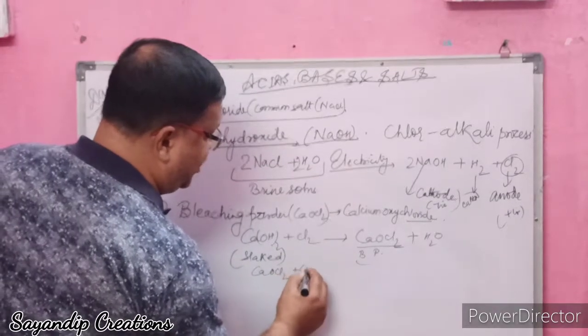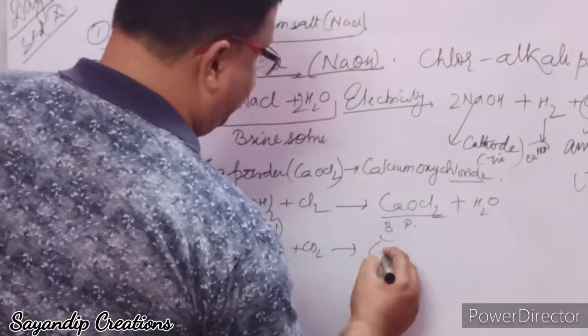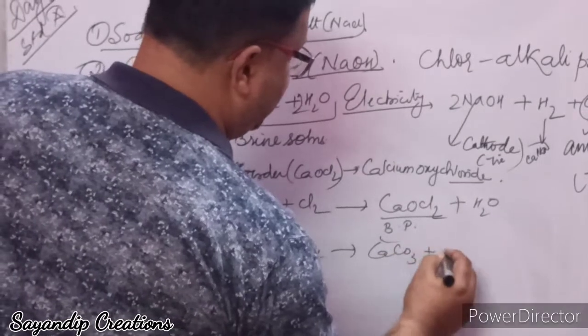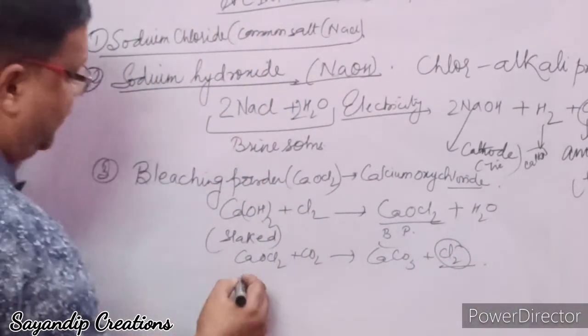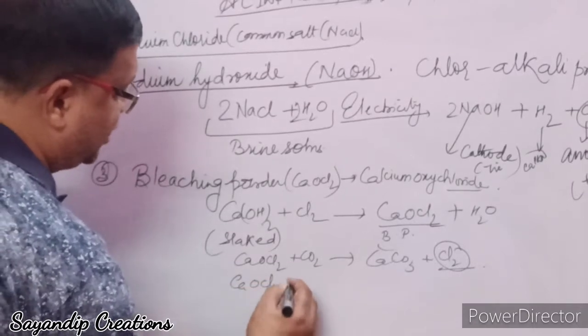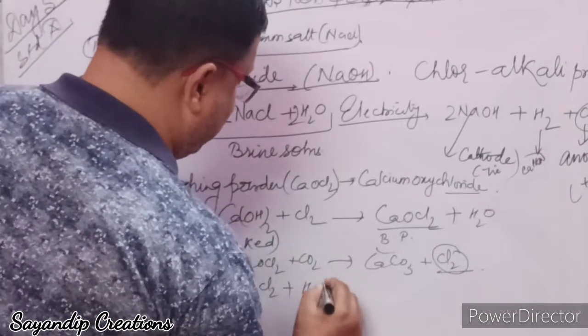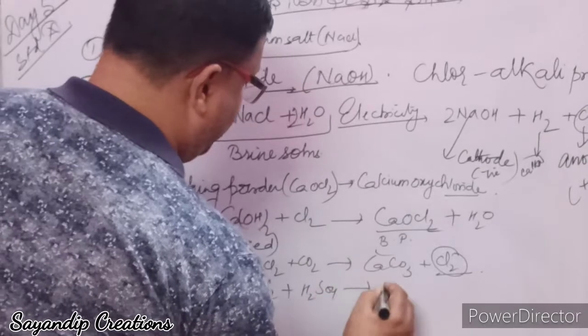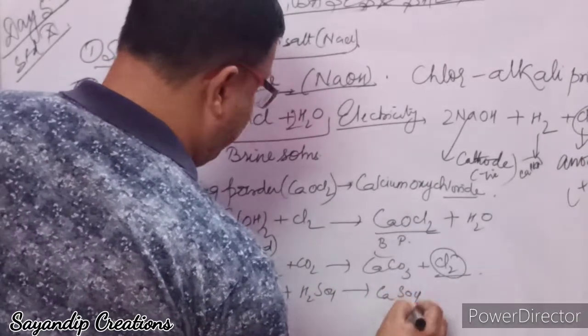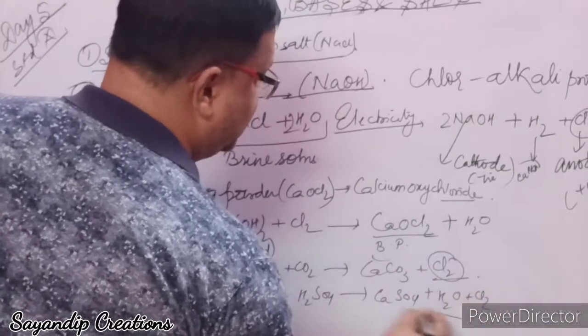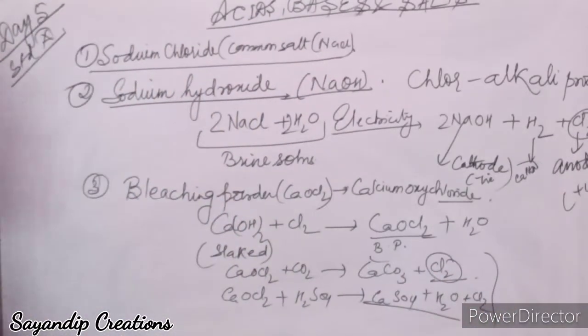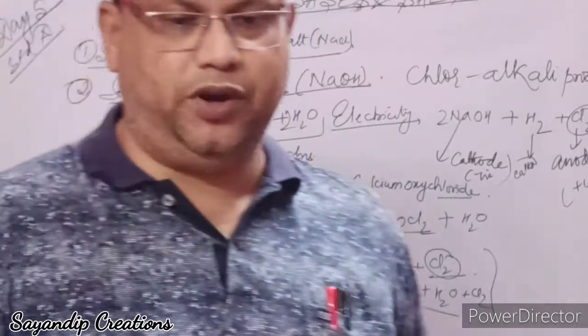CaOCl2 plus carbon dioxide forms calcium carbonate, and again we are getting back chlorine. And if it reacts with sulfuric acid, H2SO4, we get calcium sulfate plus water plus chlorine. These are the major reactions of bleaching powder.